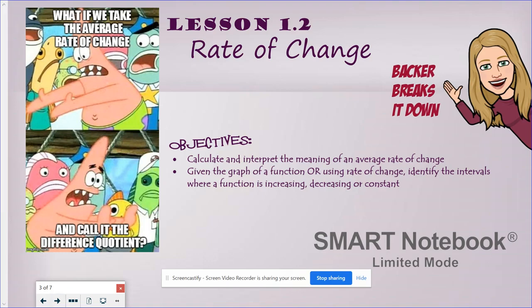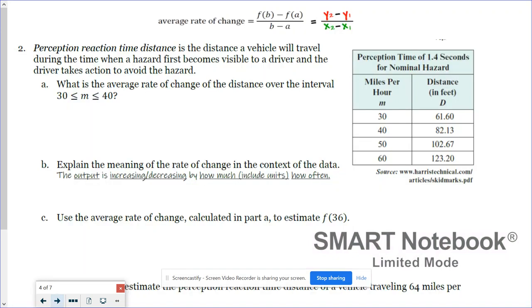Remember, we can find average rate of change by finding the change in our y values with respect to the change in our x values. Basically finding the slope of a line, but we call it average rate of change because all functions have an average rate of change. In the table here, we are given information about the perception reaction time distance, and that's the distance a vehicle travels after it sees a hazard and applies the brakes to when it stops.